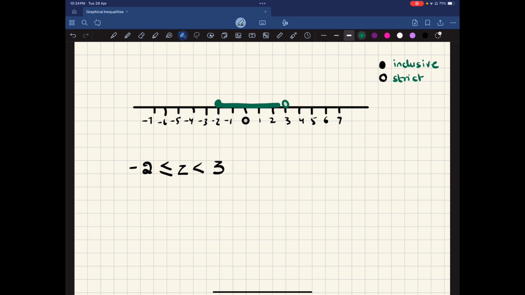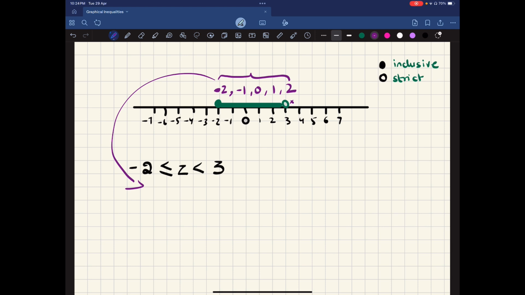So this is your inequality. What are the numbers that are in this region? -2, since the circle is colored, filled in. -2, -1, 0, 1, 2, and 3 is not included. So these are the integer values which satisfy this inequality.